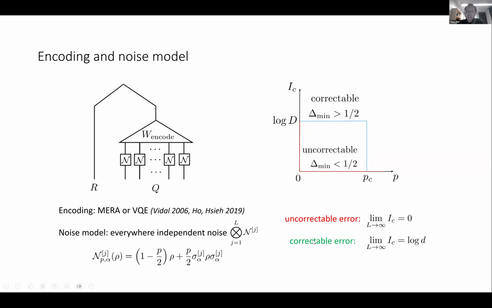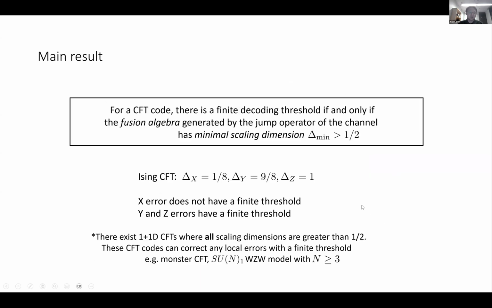And the coherent information will give you whether the error is correctable or not. If the error is correctable, then the coherent information remains unchanged as you take the thermodynamic limit. That just means that the error is correctable. And if instead the coherent information drops, then the error is uncorrectable. So that is the correctability condition for the CFT code. That brings me to my main result, and I'm going a little bit over time.